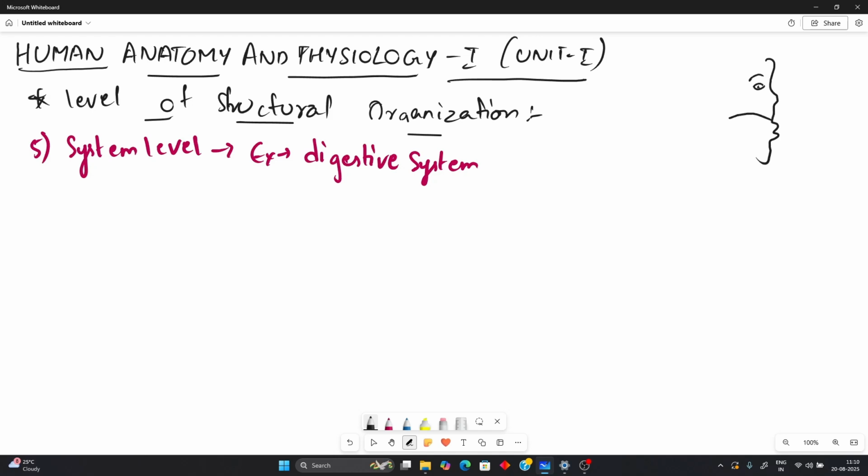Generally, the system level contains each and every organ. For example, this is the mouth. Here we will have some salivary glands. If we take the digestive system, it contains all these elements. All these organs together are called a digestive system.